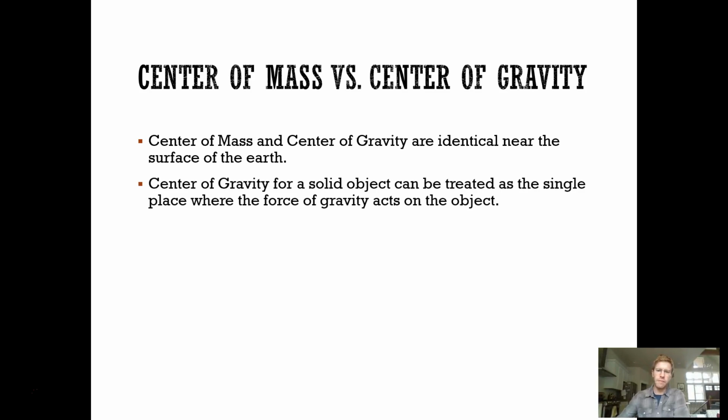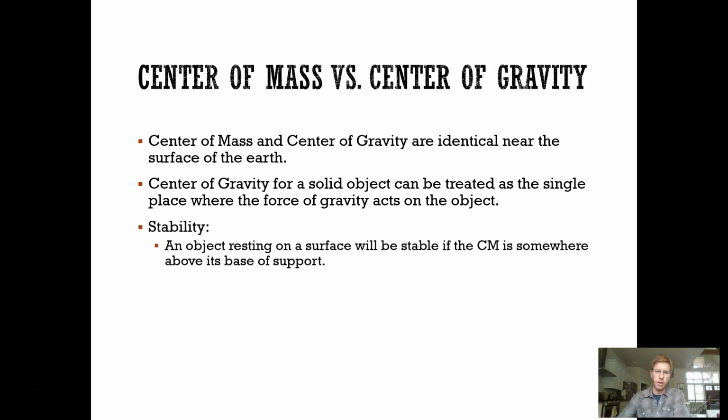The center of gravity is the point at which there's an even distribution of weight force, the force due to gravity, on all sides of the object. Whereas, as we mentioned a minute ago, the center of mass is the point at which all mass is distributed evenly around that point.